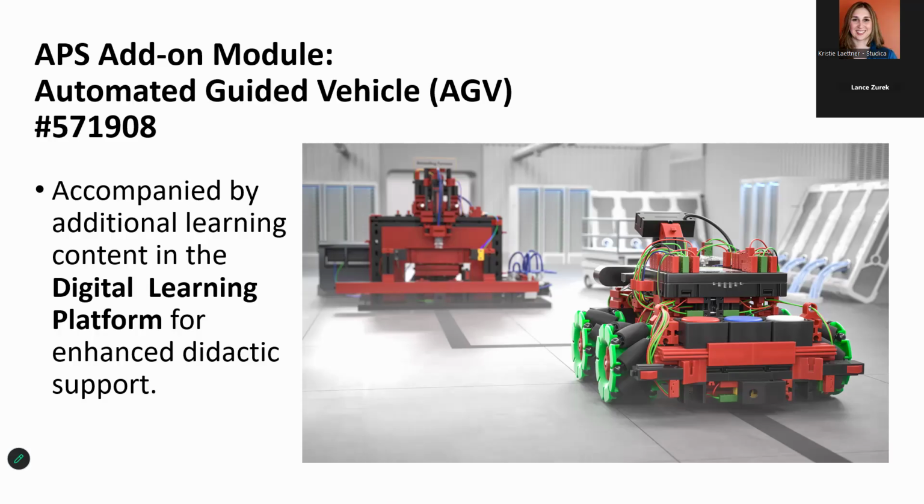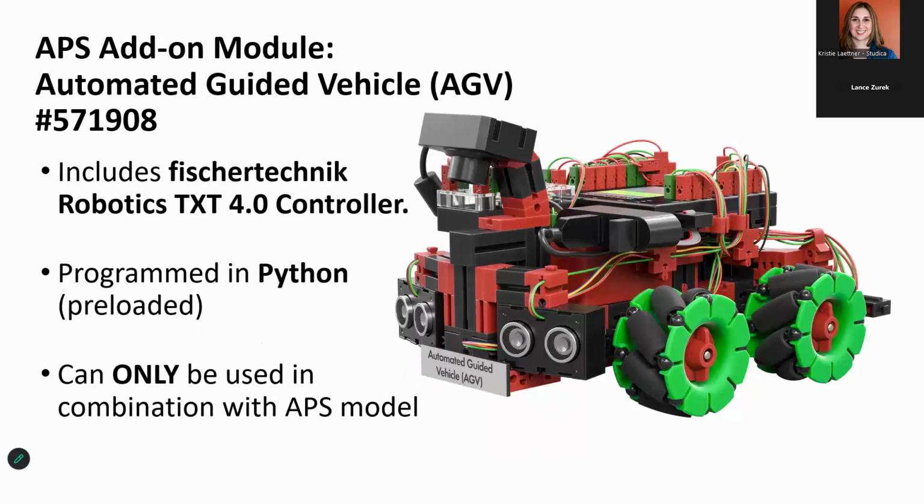The model ships with a pre-programmed fischertechnik Robotics TXT 4.0 controller, and as with the version included in the APS, the programming is again in Python. Now, this can, of course, be used in combination with the APS model, and it is not intended for freestanding use. The dimensions, just to provide that as well, of the model are approximately 10 by 7 by 5.5 inches, and it has a weight on its own of approximately 3.15 pounds.